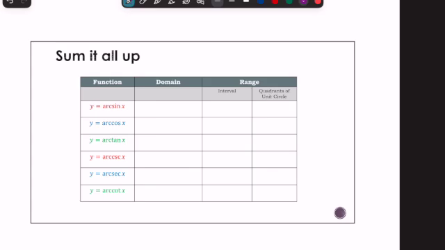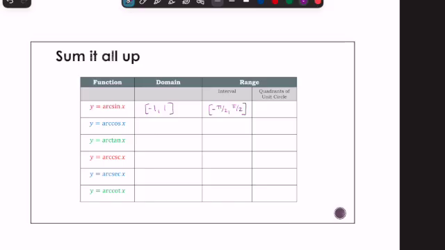The domain for arcsine is negative 1 to 1, and the interval for our range is negative pi over 2 to pi over 2. Remember, the side lengths are the domain, and the range are the angle values. Arc cosine is negative 1 to 1 and 0 to pi. Arctan's domain is negative infinity to infinity, and the range is negative pi over 2 to pi over 2, non-inclusive.